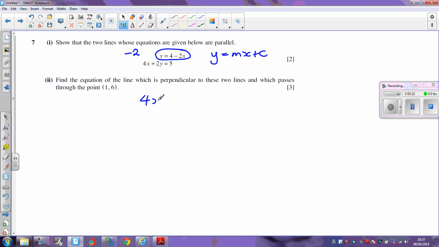Now, if we look at the second one, 4x plus 2y is equal to 5, we need to rearrange that into the correct form. So I'm going to first of all subtract 4x. So I've got 2y is equal to minus 4x plus 5. I'm then going to divide both sides by 2. So y is equal to minus 2x plus 2.5. And we can see here that the gradient of this line is also minus 2. So the two lines have the same gradient and therefore must be parallel.